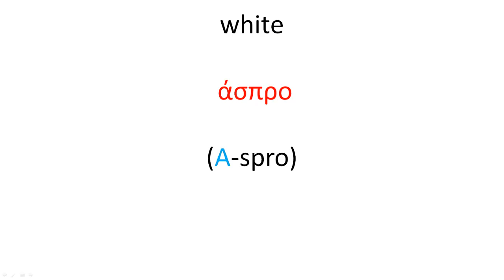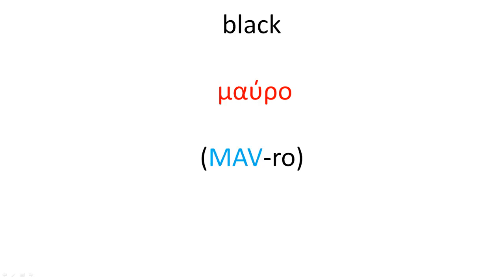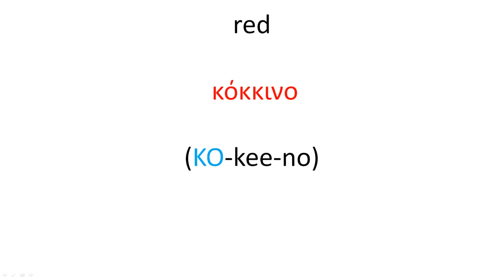The first color for today is white. White in Greek is translated as aspro. Aspro. The next color is black. Black is translated as mavro. Mavro. Next we have red. Red is translated as κόκκινο. Κόκκινο.